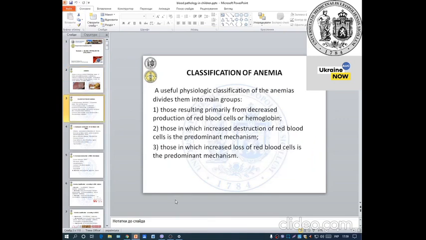Classification of anemia. A useful physiologic classification of anemias divides them into three main groups. The first, those resulting from decreased production of red blood cells or hemoglobin. The second, those in which increased destruction of red blood cells is the predominant mechanism. And the third, those with increased loss of red blood cells.